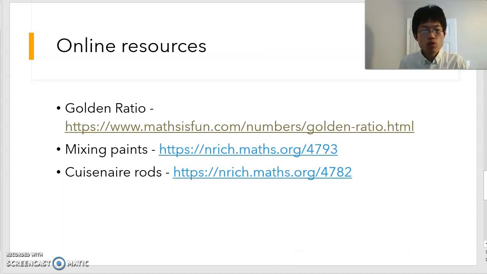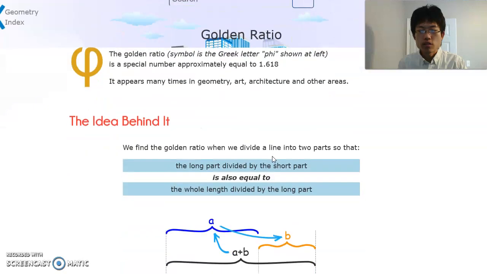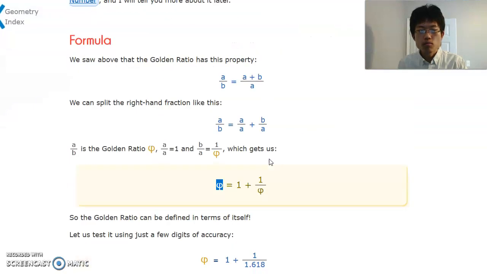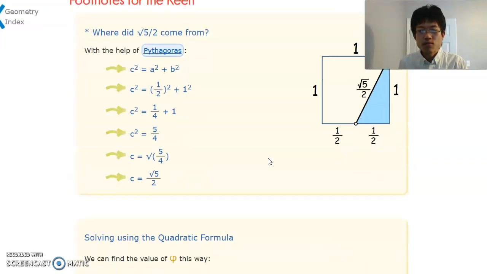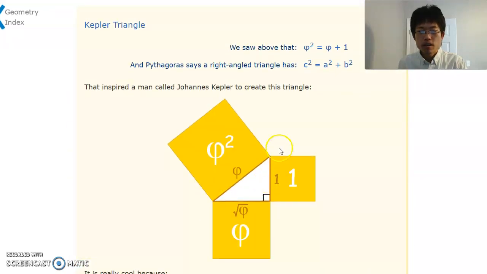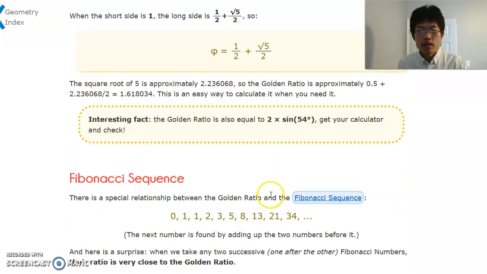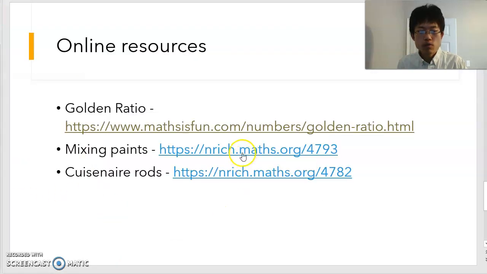And I would like to show three online resources. One is Golden Ratio, which is right here actually. The Math is Fun website is describing the golden ratio in detail, and I will not go deep into it. You can take a look. It even talks about the Kepler triangle, this right triangle coming into play, and usually it's using the phi symbol, the Greek letter phi, when showing the golden ratio.